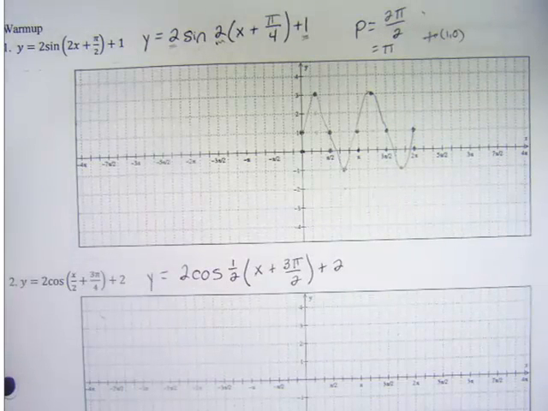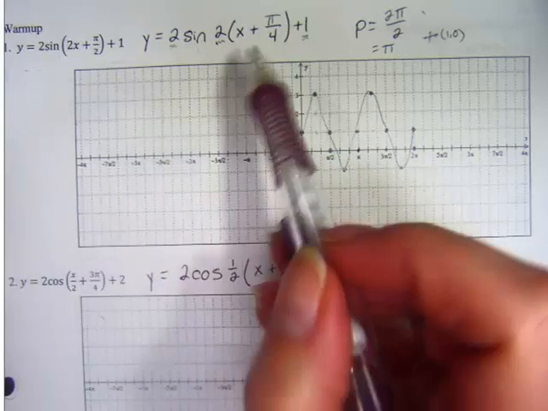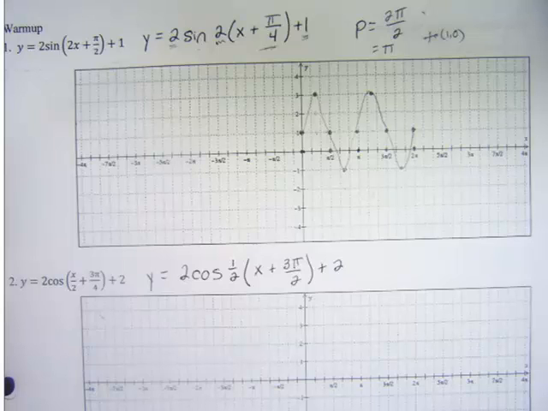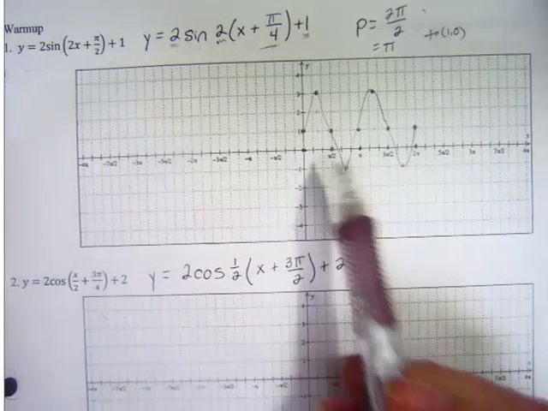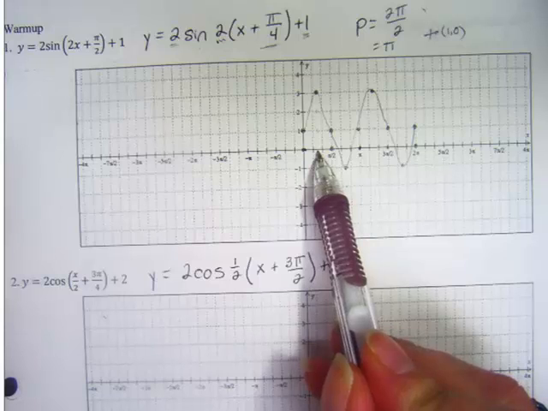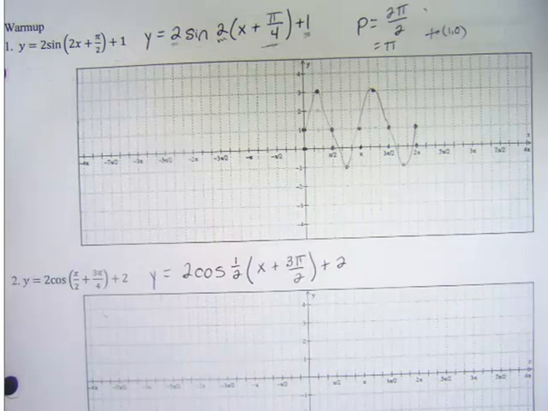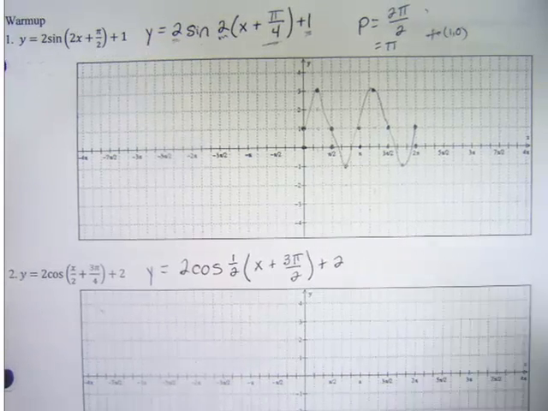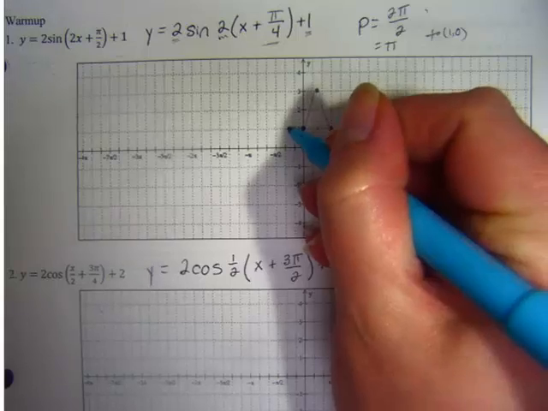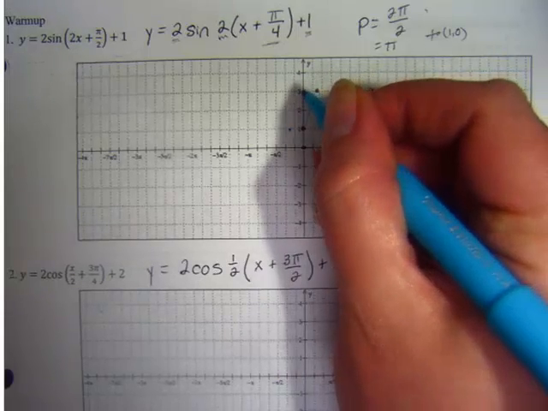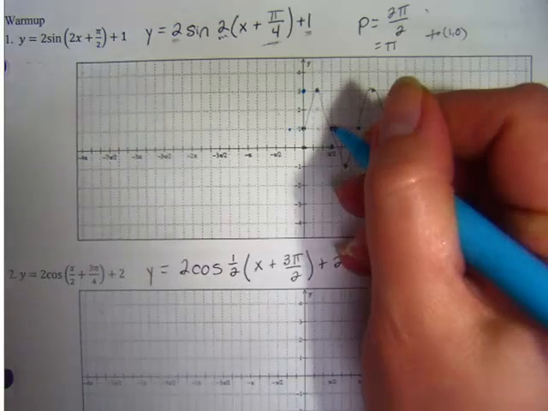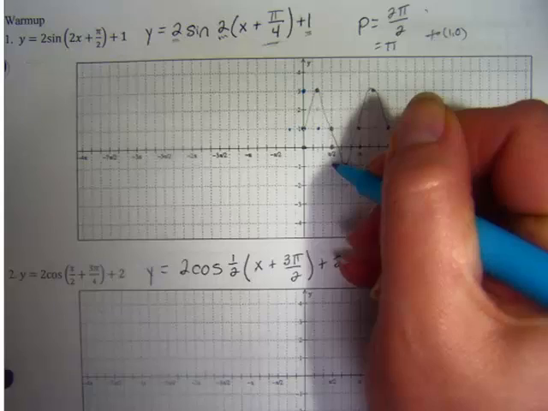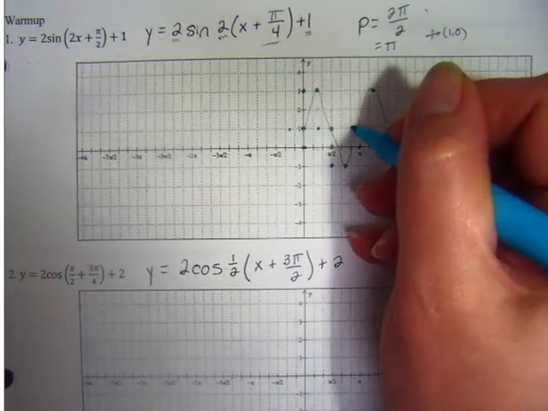Okay, so now I have that piece there, and the only thing I have left to do is add this pi over 4, but since it says plus, I'm going to actually go in the negative direction. Pi over 4 is a space and a half. So every one of these points should move a space and a half to the left, because it says plus, therefore they move in the left direction. So 1 space and a half, 1 space and a half, which is right on my y-axis. Space and a half, a space and a half.